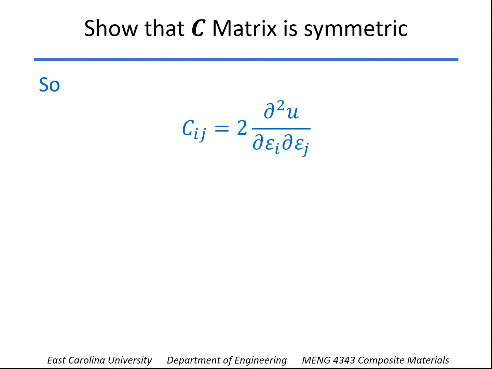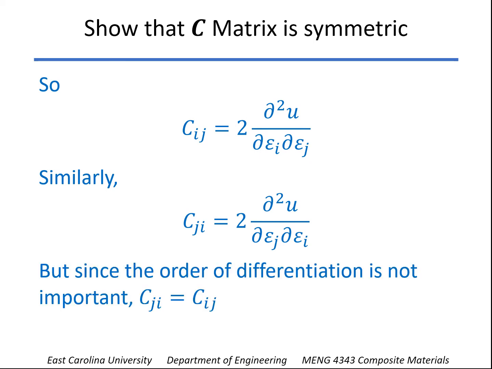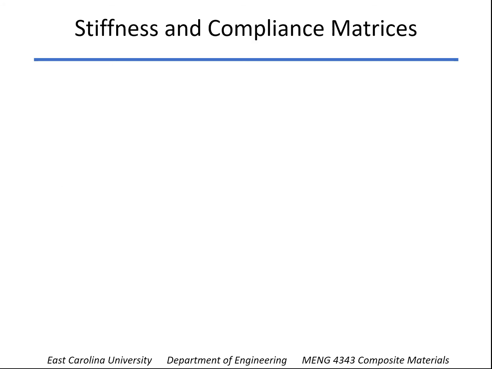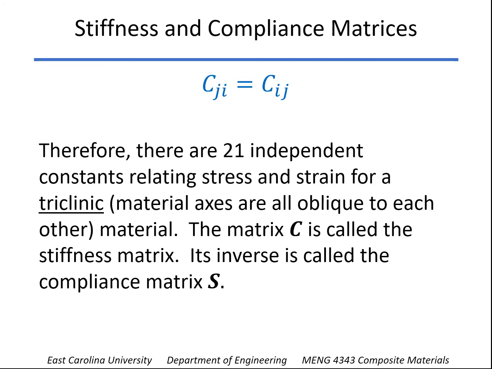Well, that's not too important to us right now, but what is important is you can see that if we went through that same argument and found Cji, those two are actually identical because the order in which you take the differentiation is not important. So Cji is equal to Cij. Again, what that means is that the C matrix is indeed symmetric. So instead of 36 independent constants, there could be up to 21 when we consider just the diagonals and the upper portion of that matrix.